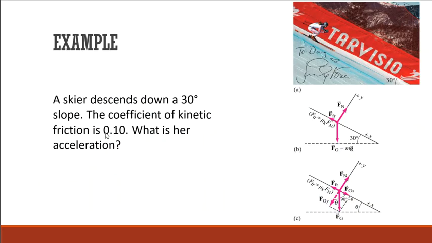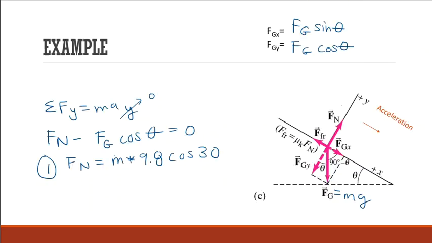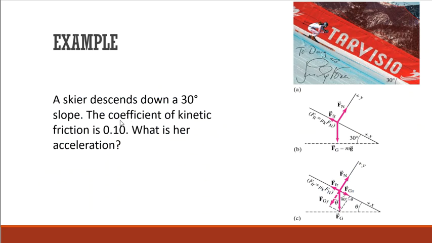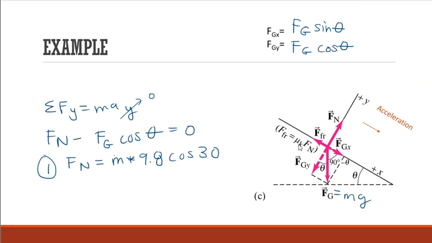So we are given kinetic friction, and we are given the coefficient of kinetic friction, 0.1. So we know we do need to find the normal force to find this friction force. When you're given the coefficient of kinetic friction, there's a good chance you're going to need to find that normal force. So let's find that normal force in the y direction.